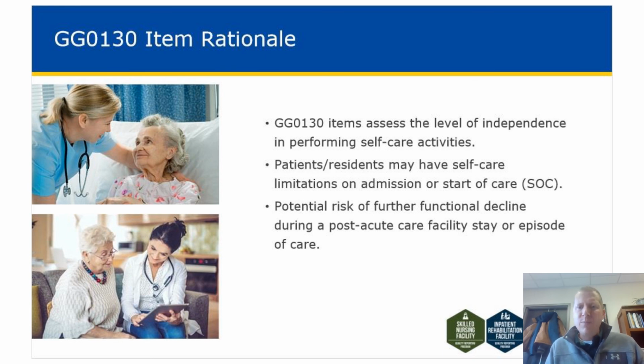So when we're looking at GG 130, again, it's the items that assess the level of independence with self-care activities. So patients and residents may have self-care limitations, and we're really looking at the admission or the start of care date. Okay, and so again, we're trying to assess that risk, or that level of assistance. And typically, when people are newly admitted, they're going to require more assistance, right?